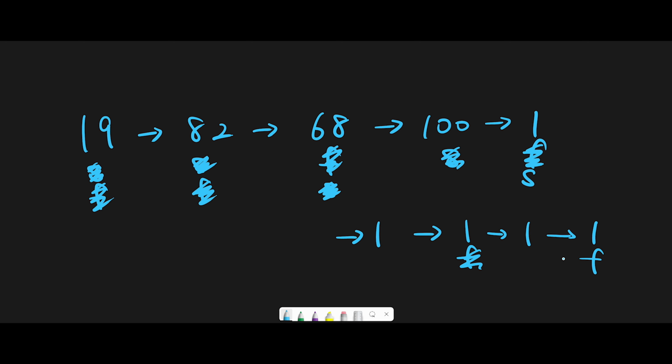Now slow and fast pointers are both 1. So that means 19 is a happy number. Moreover, if the fast pointer is 1, we can immediately return true, because 1 produces 1, and we know that in the end the slow pointer will become 1 at some point, because the slow pointer will touch each number one by one.